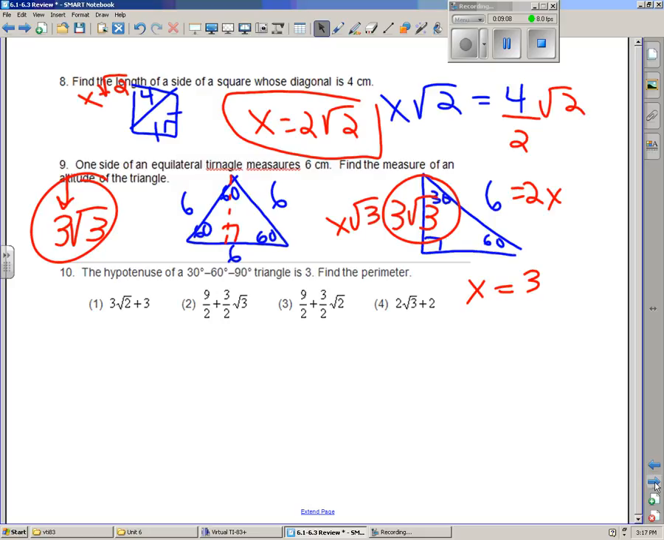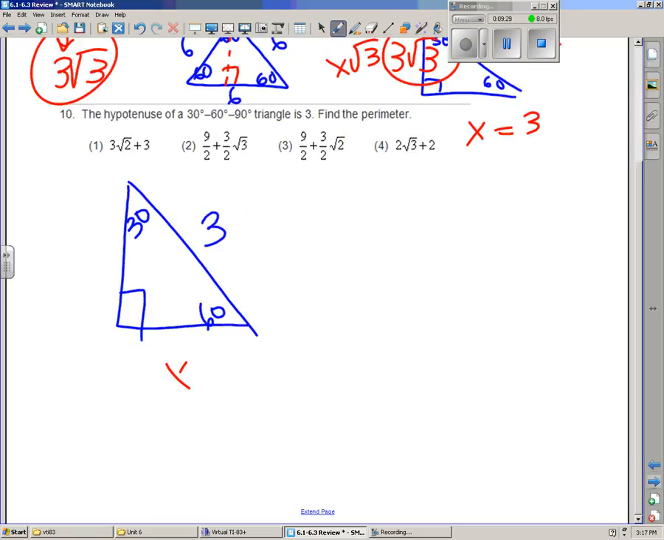Number 10. The hypotenuse of a 30, 60, 90 is 3. Find the perimeter. Well, they're giving you a lot of fractions here, so let's see what we can do with that. So we've got this triangle, 30, 60, 90. The hypotenuse is 3. I'm just going to call this guy 30, and we'll call this guy 60. So we know that we've got x, x rad 3, twice x. Well, if the hypotenuse is 3, then the short leg has to be 1.5. And then the altitude, or this x rad 3 side, becomes 1.5 rad 3.